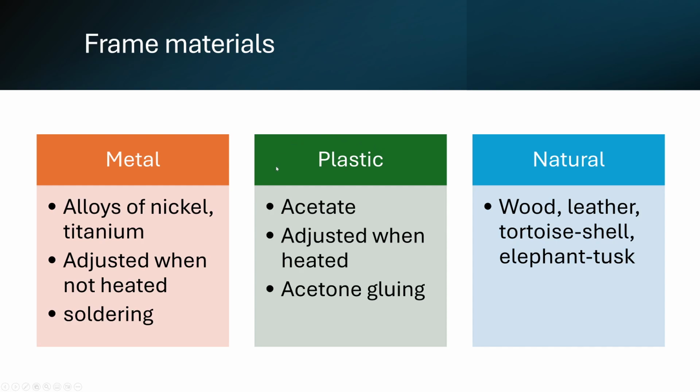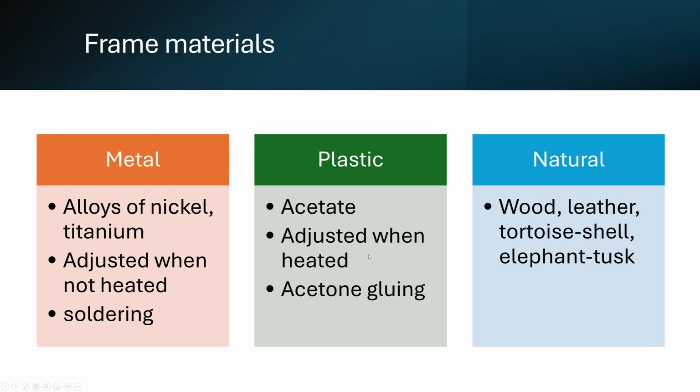The plastic materials come down to basically acetate. There was one more often used material called celluloid, but it was prone to catching on fire, so it stopped being used. Plastic materials are adjusted when they are heated because they get much softer when heated, and when they are cold, they are more prone to snapping.